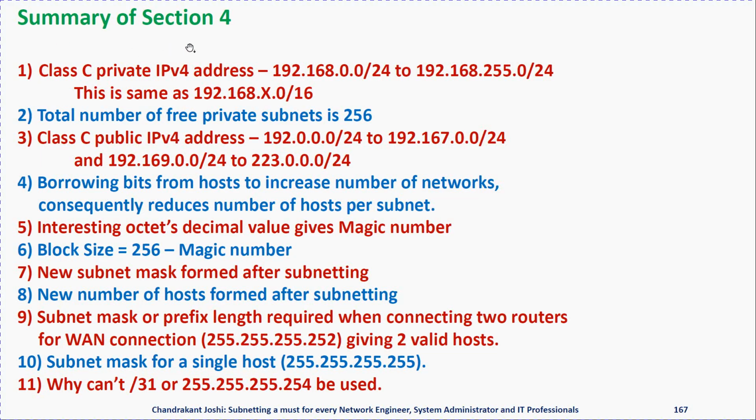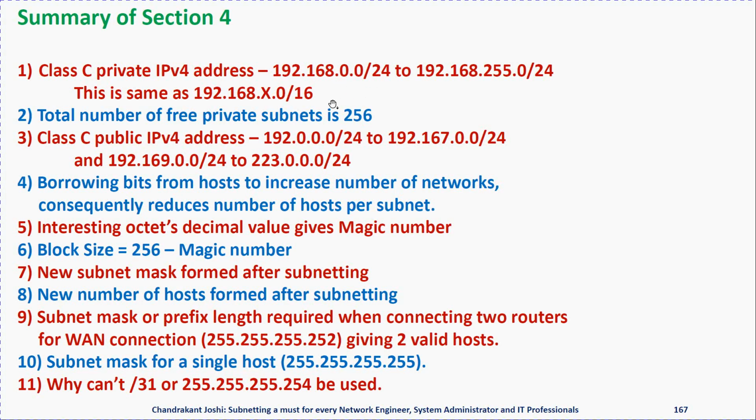Now summary of section 4. Section 4 was subnetting class C. So this is the third video on that. First video we borrowed first 4 bits. In the second video, bit number 5 and 6, and we saw the special cases. Why can't we have /31, and how do we use /32? I gave the examples of routers.